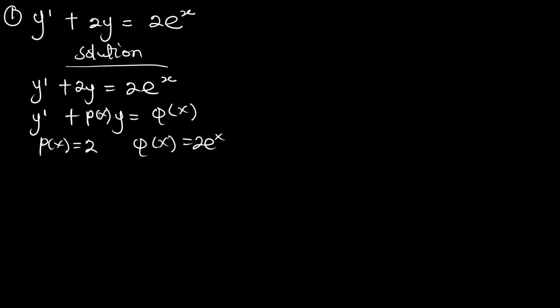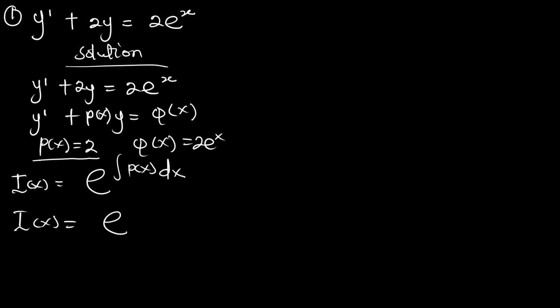So after determining the values of p of x and q of x, you find your integrating factor, which is given by e to the power integral of p of x dx. We already know our p of x. So when we substitute it in here, we are going to have e to the integral of p of x, which is what? 2x. When you integrate 2 with respect to x, you are going to have 2x. Right. So this is our integrating factor, e to the power 2x.